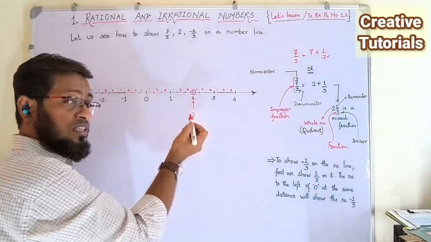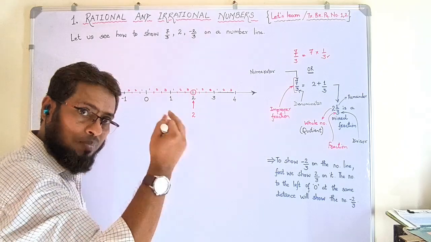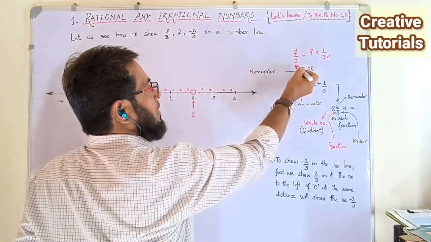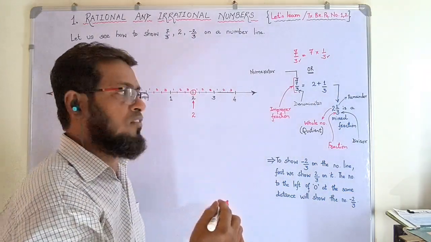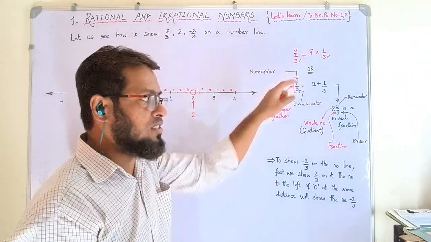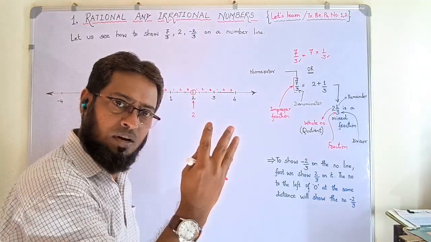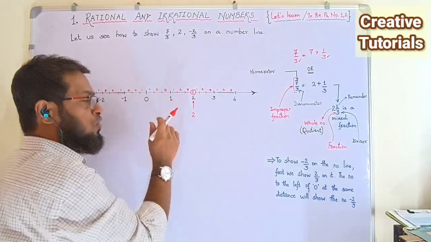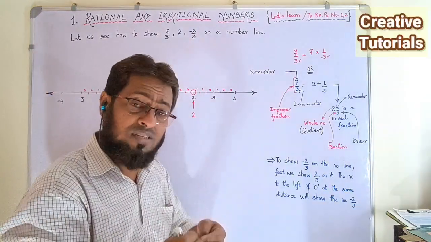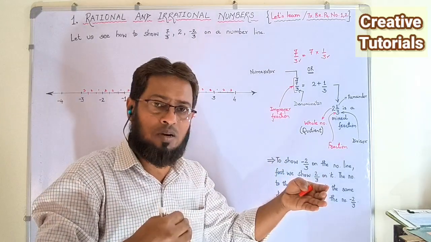Now what we have done here in actual, each unit we have divided into 3 equal parts because our denominator is 3 being given to us. Okay? If they would have given us 4 in the denominator, we would have divided each unit into 4 equal parts. If they would have given us 5, we would have divided each unit into 5 equal parts. If they would have given us 6, then we would have divided each unit into 6 equal parts.